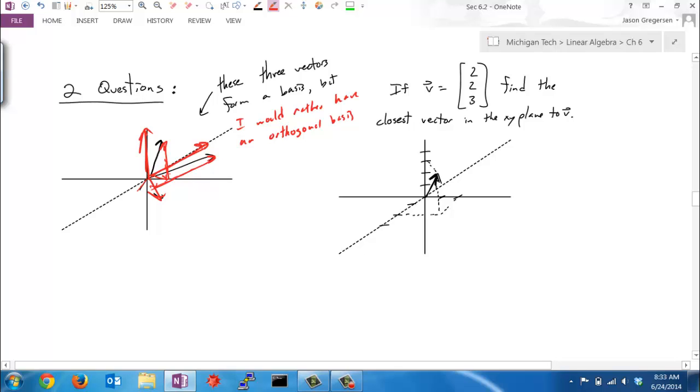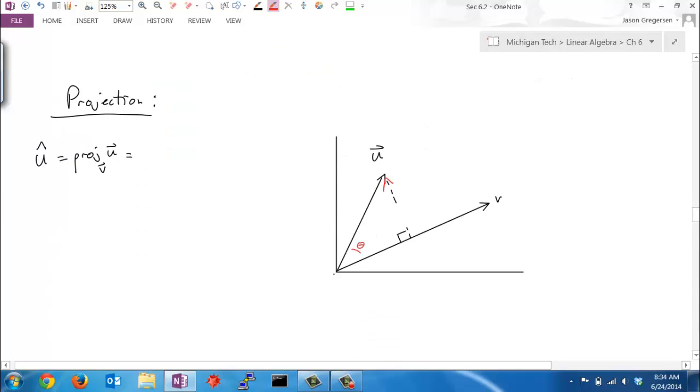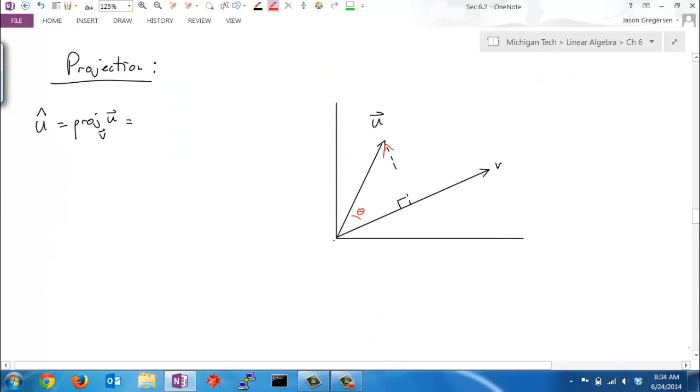And the next question is, if I have this vector (2, 2, 3), that's this vector right here, can I find the closest vector to this vector in the plane? We kind of know how to do that. We would say this is probably the closest vector, and we're going to formalize that idea. Both these ideas are going to involve the projection. So what is the projection and how do we calculate it?